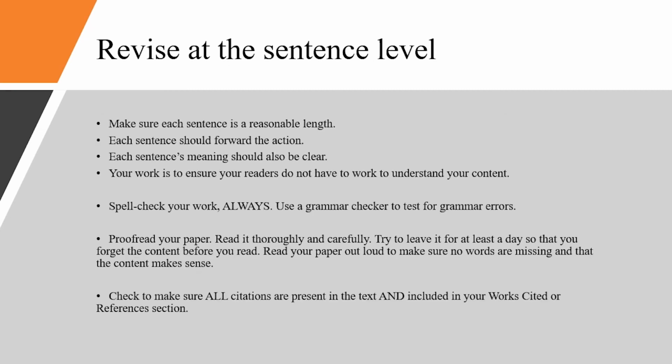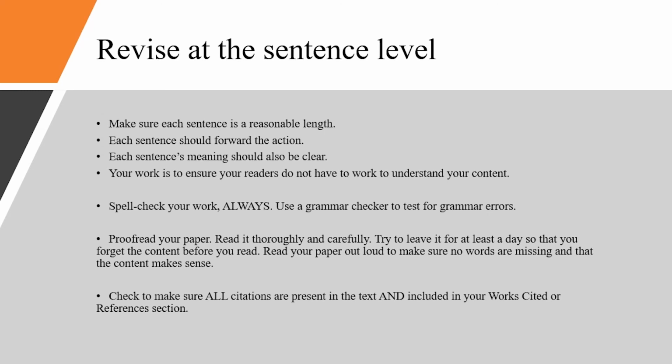The second set of revisions that you make are to your sentences. One of the first things you need to do is make sure each sentence is a reasonable length. If you have a sentence that's more than about 2.5 lines long, that's probably too long. Long sentences tend to run into grammatical errors. And remember that your work in all academic papers is to ensure that your readers don't have to work to understand your content. So check for sentence length.